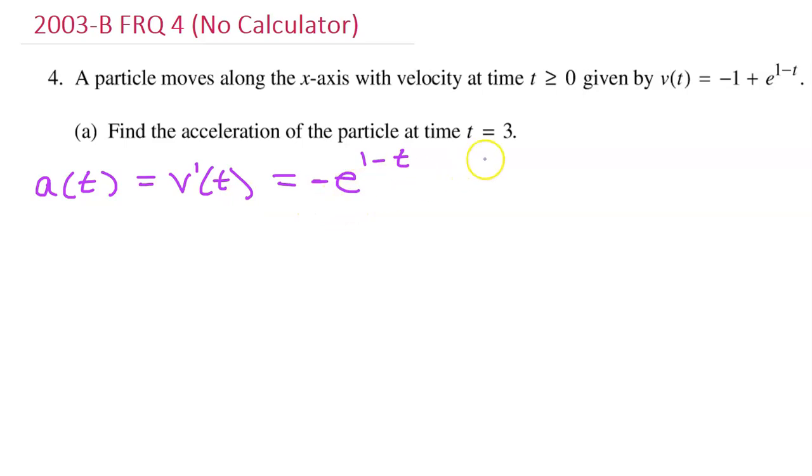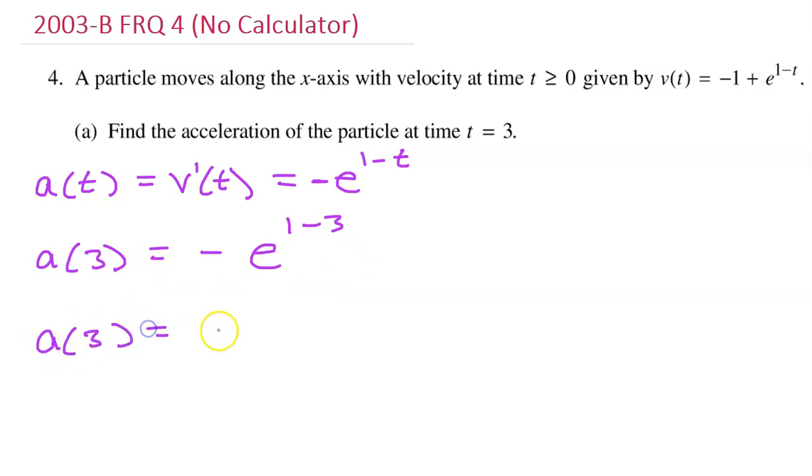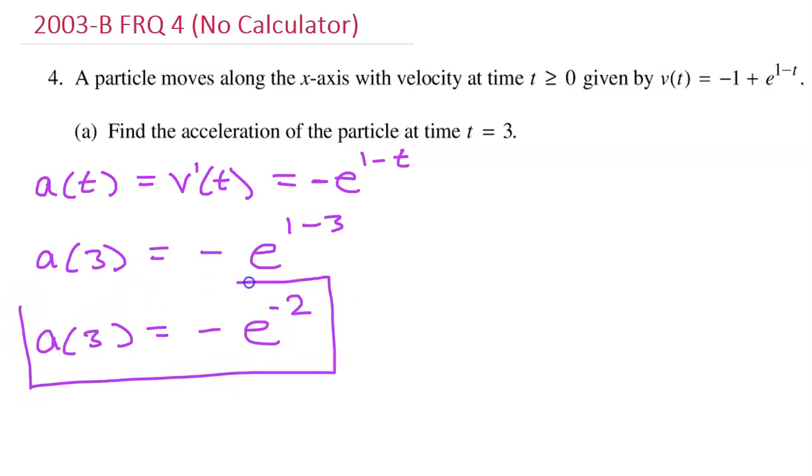If we want the acceleration at time t equals 3, we will just evaluate a at 3. So this will equal -e to the 1 minus 3 power. You could leave it like that, but you would feel a little silly for not doing 1 minus 3. So I'm just going to go ahead and put e to the -2 power, and then I will stop. So that's the answer to part A.